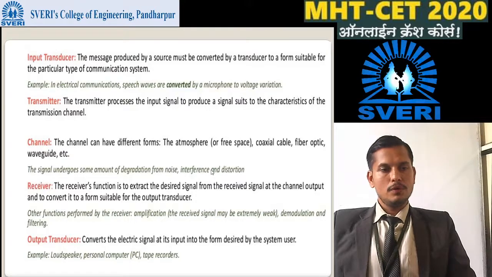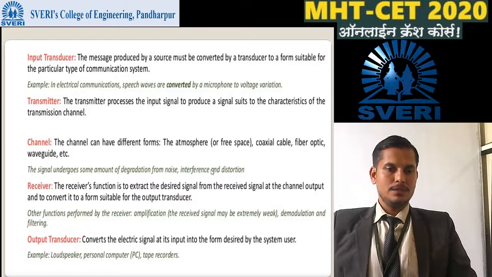What is the role of output transducer? It converts the electric signal at its input into the form desired by the system user.